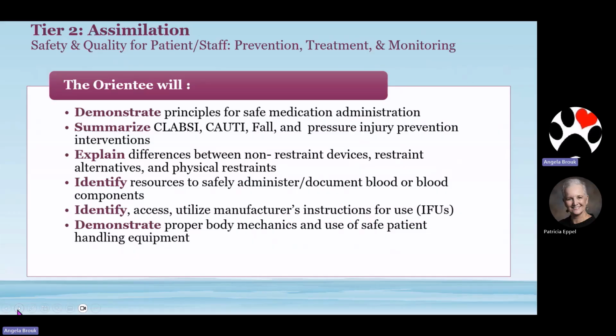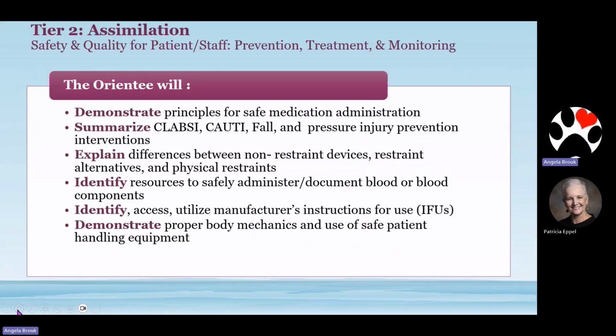Identify, access, utilize manufacturer's instructions for use. So this is really important because a nurse comes in contact with so many substitutes in our environment as things are out of stock, it's really important that we always reference those manufacturer's instructions for use before we use a product so that we understand how we can use it safely. And then demonstrate proper body mechanics and use of safe patient handling equipment.